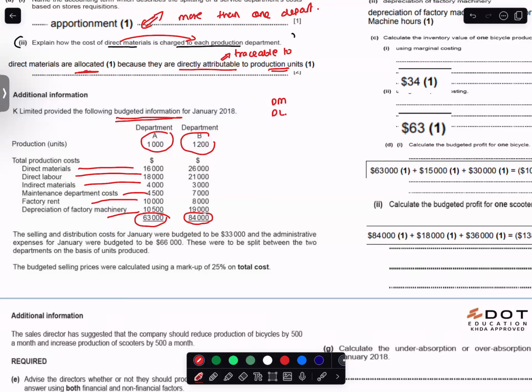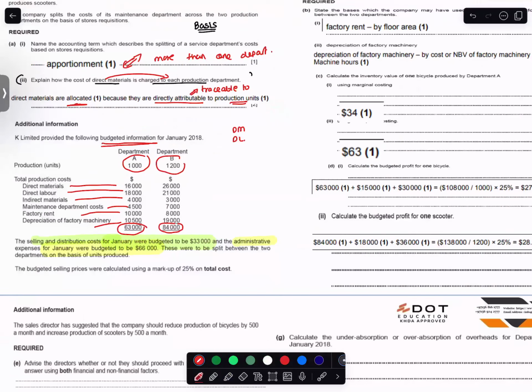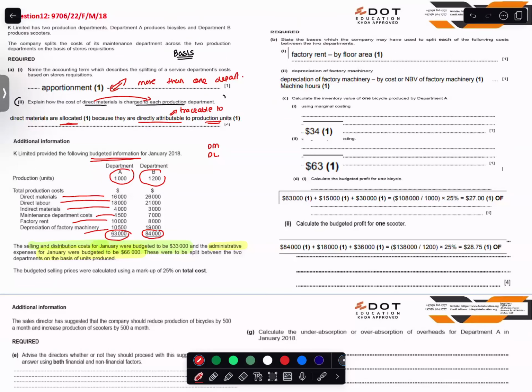Read ahead. The selling and distribution costs for January were budgeted to be 33,000 and the administration expenses for January were budgeted to be 66,000. These were to be split between the two departments on the basis of units provided. The budgeted selling prices were calculated using a markup of 25% on total cost.